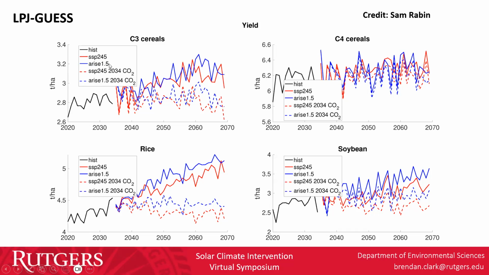This is the difference between SAI and climate change for the different crops. And you can see that there's very, very small differences between those two scenarios. So almost no change, which is a much different answer than what we got with CLM.